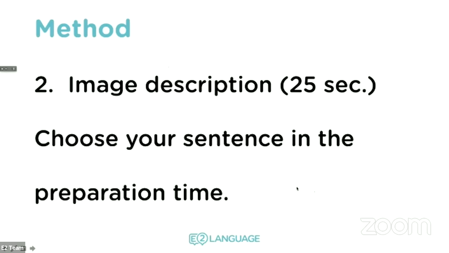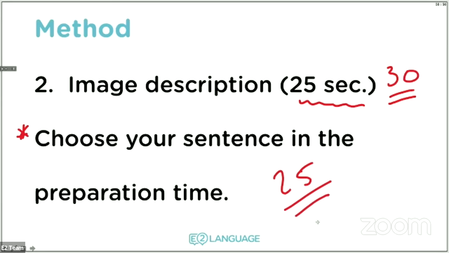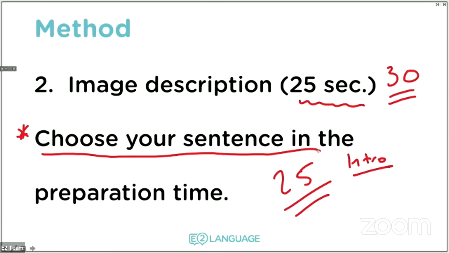Second part of the method is when you describe the image, and this goes for 25 seconds. You want to speak up to 30 seconds after your introduction. The key to this one is to choose the sentence in the preparation time. You have 25 seconds to prepare to speak, in which case you should quickly run through the introduction, but then you should really be thinking about choosing how you're going to formulate your sentences.